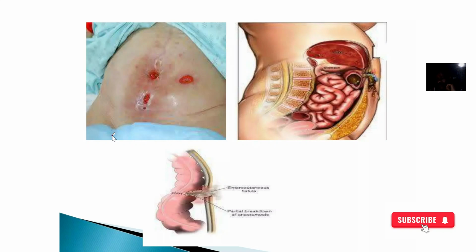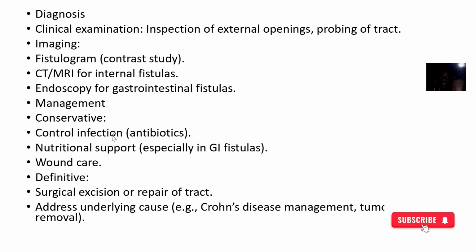Alright, so right here on my screen, I'm trying to show people the enterocutaneous fistula, where there's an abnormal communication between what? The intestines and the abdomen, mostly the small intestine. So diagnosis: clinical examination, fistulogram, contrast studies, CT and MRI for internal fistulas, endoscopy for gastrointestinal fistulas.